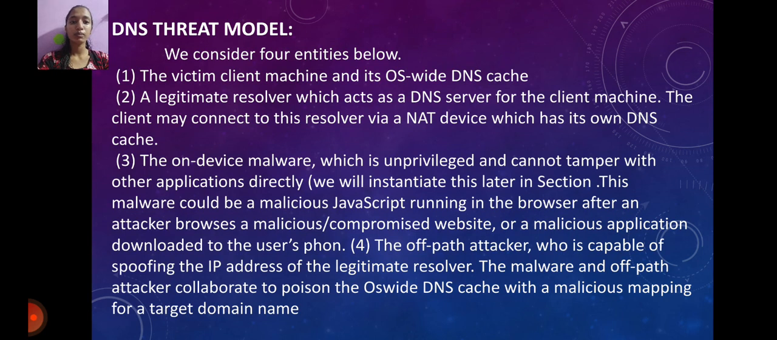This malware could be a malicious JavaScript running in the browser after the user browses a malicious or compromised website, or a malicious application downloaded to the user's phone. Fourth, the off-path attacker who is capable of spoofing the IP address of the resolvers. The malware and off-path attacker collaborate to poison the OS-wide DNS cache with a malicious mapping for the target domain name.